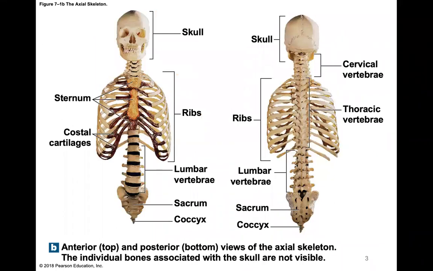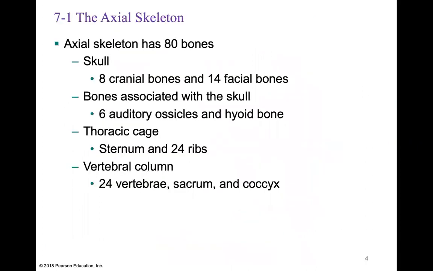So here is another image looking at the axial skeleton, okay? And as I mentioned, we're going to go through each of these. In total, the axial skeleton will have 80 bones, and I just broke down the breakdown there, okay?